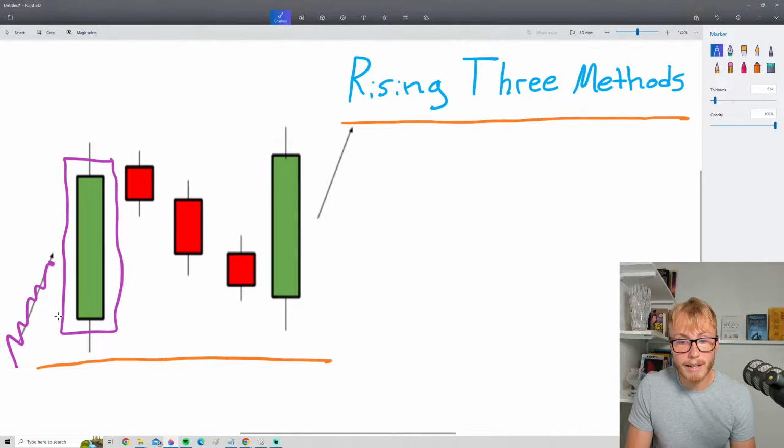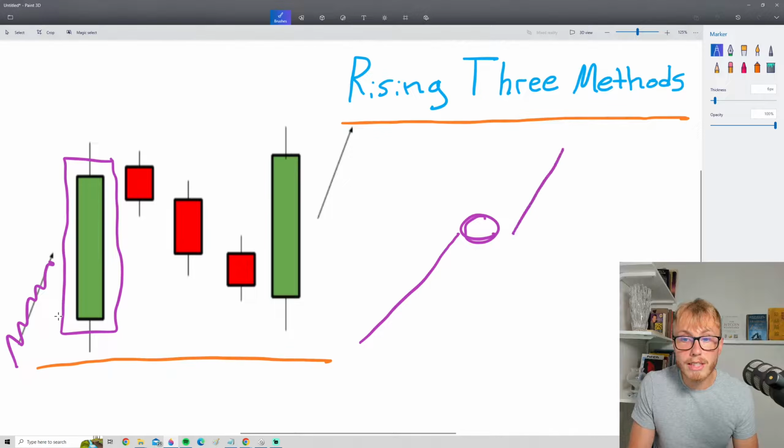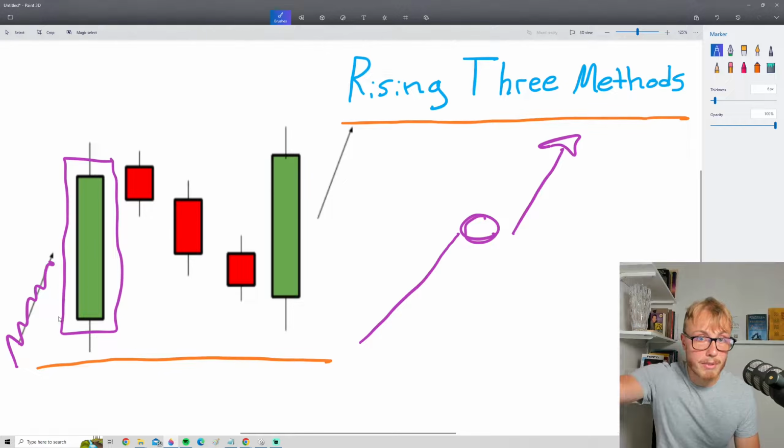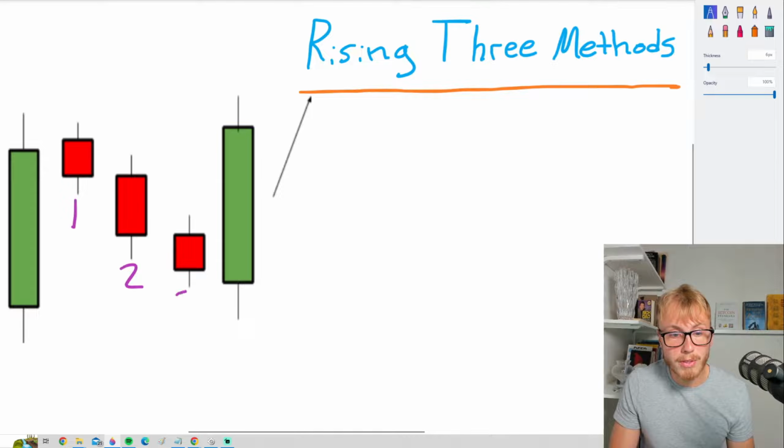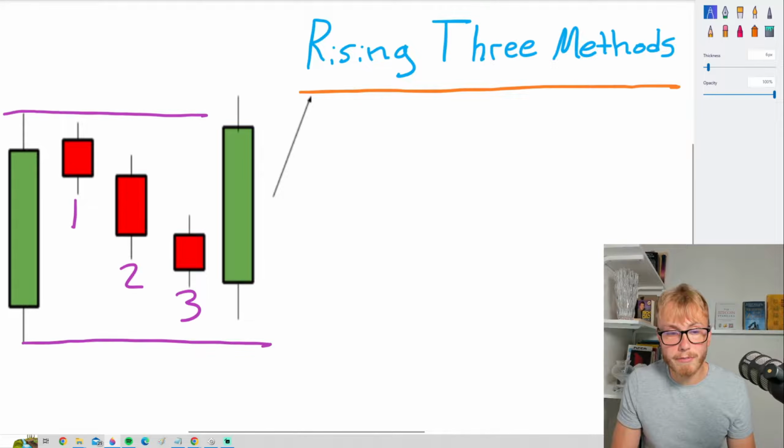A continuation pattern, when we're talking about a bullish trend, is a pattern that comes after an uptrend, and the goal of this pattern is to continue the trend in the same direction. So the first thing you're looking out for here is a large green candle coming after an uptrend. After this strong green candle, we need to look out for not only 1, not only 2, but 3 red candles in a row. And it's important that all of these 3 red candles need to be within the price action of the first green candle.